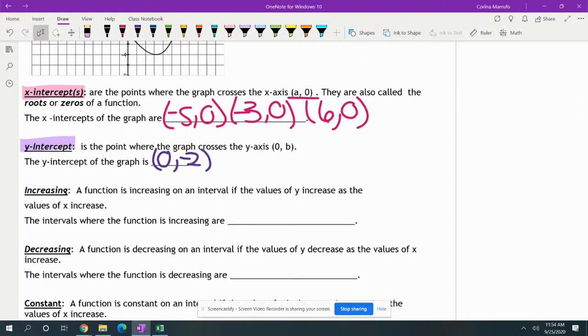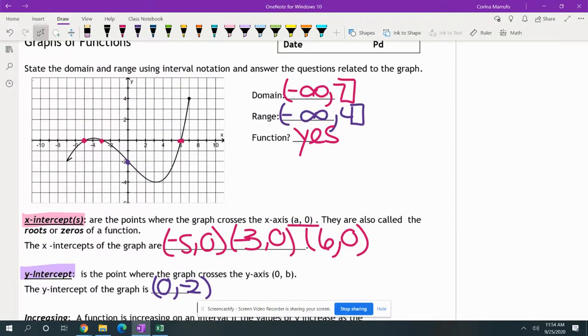All right, the next one wants to know increasing. A function is increasing on an interval if the values of y increase as the value of x increases. When we're looking for where it is increasing, we're looking for where the graph is going up. If we look, it goes up right here, hits this peak, and then it changes direction and starts to decrease. Our graph keeps going, it's like we're on a roller coaster. All of a sudden it hits the very bottom, and then it changes direction and we start increasing again.